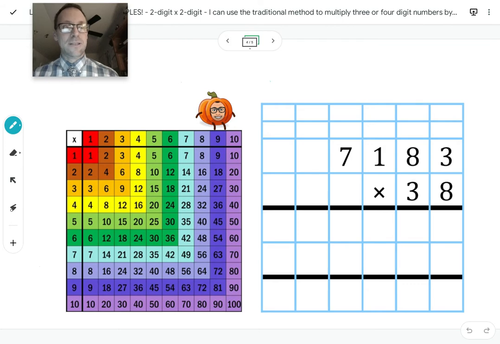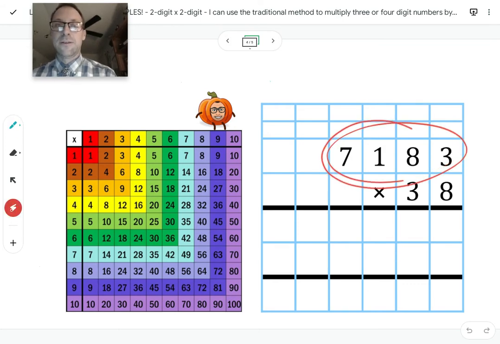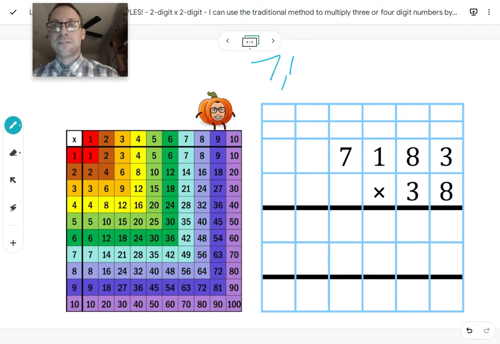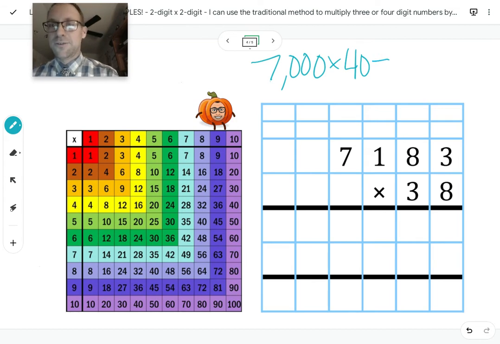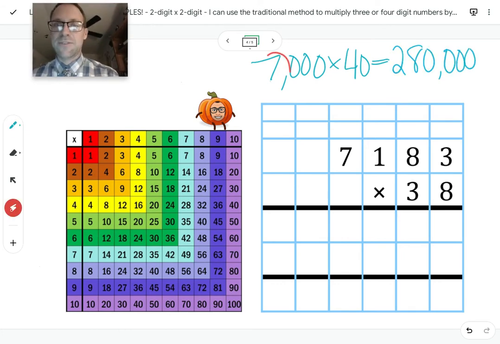Welcome back. Let's start with 7,183. Did you round that to 7,000? And 38? Did you round that to 40? Wait, this is the same number sentence that we estimated with in the last problem. Yeah. So 7,000 times 40, we already know is 280,000. Right? It was 7 times 4 is 28 with 1, 2, 3, 4 zeros behind it. So this problem will also have a product that's in the ballpark of 280,000.